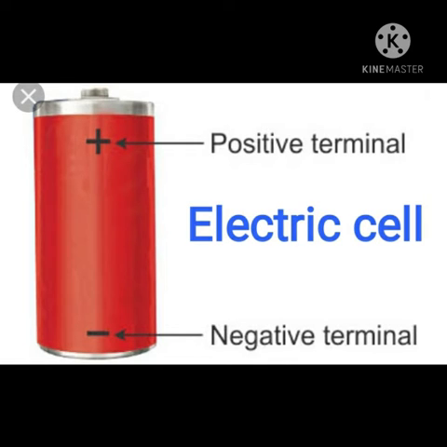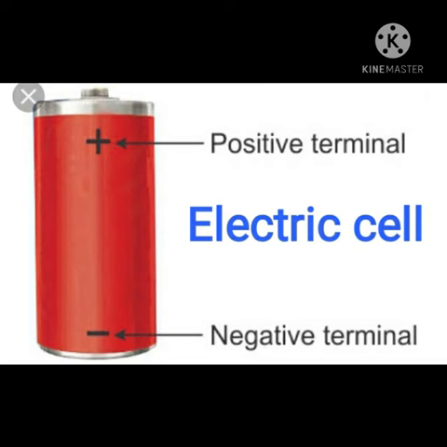Now we'll study about electric cell. An electric cell or simply a cell is an arrangement that converts stored chemical energy into electrical potential energy, allowing a current to flow from the positive terminal to the negative terminal. In a cell, chemicals are stored such that the chemical reactions occurring in the cell produce electricity.